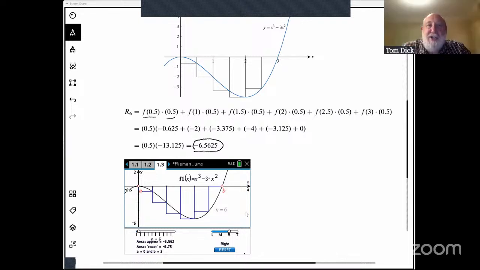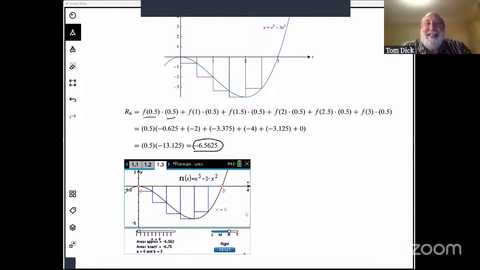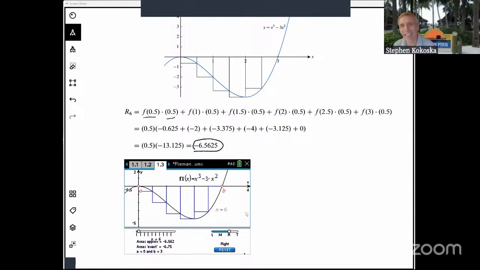It's there. It's just very, very short, because we're evaluating at 3 and the function is 0 at 3. So it's a very short rectangle.